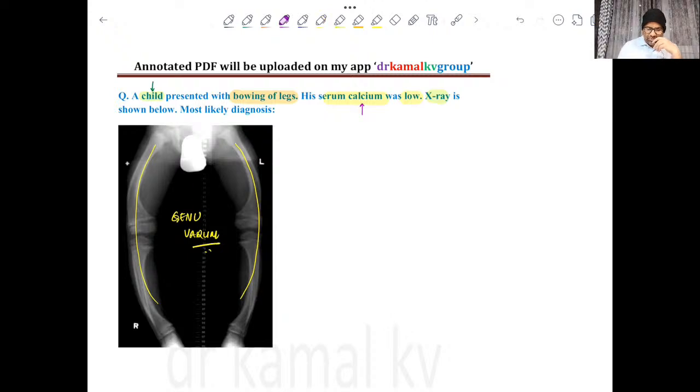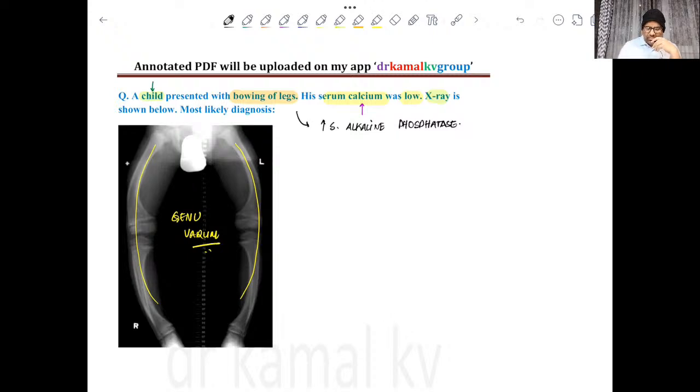Okay, great, thank you. So thank you, Bhavnesh. We can add increased serum alkaline phosphatase. Clear? So okay, I'll just add this statement also.